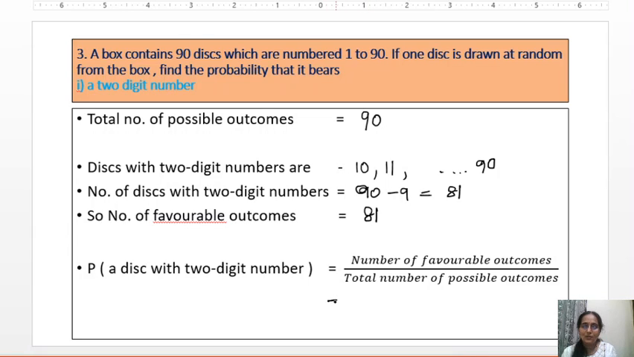So you know the formula to find the probability. Now the probability of the disc with a 2-digit number is the number of favorable outcomes divided by the total number of possible outcomes. How many numbers are there for your favorable outcomes? It's 81. 81 divided by 90. 9 tens are 90. It is reduced to the simplest form, 9 by 10.